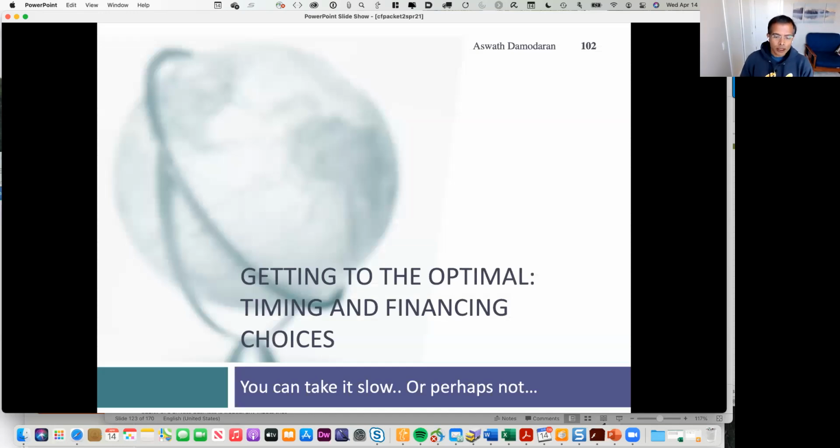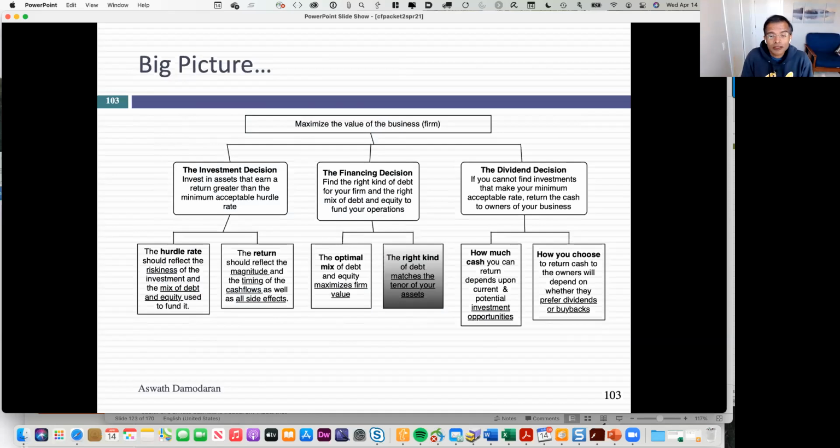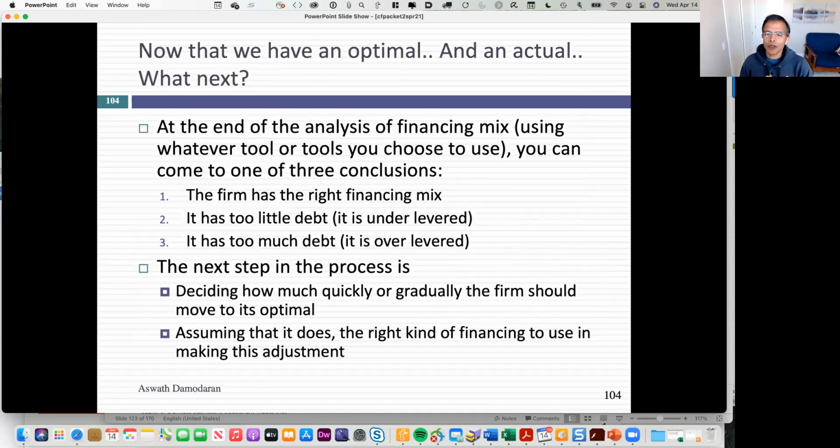Okay, so let's say you are at this stage of the process, and some of you are, because I've seen your capital structure spreadsheets. You come up with the right mix of debt and equity. Let's now talk about what to do with that optimal. In fact, at the end of your analysis on your company, one of three things is going to be true.